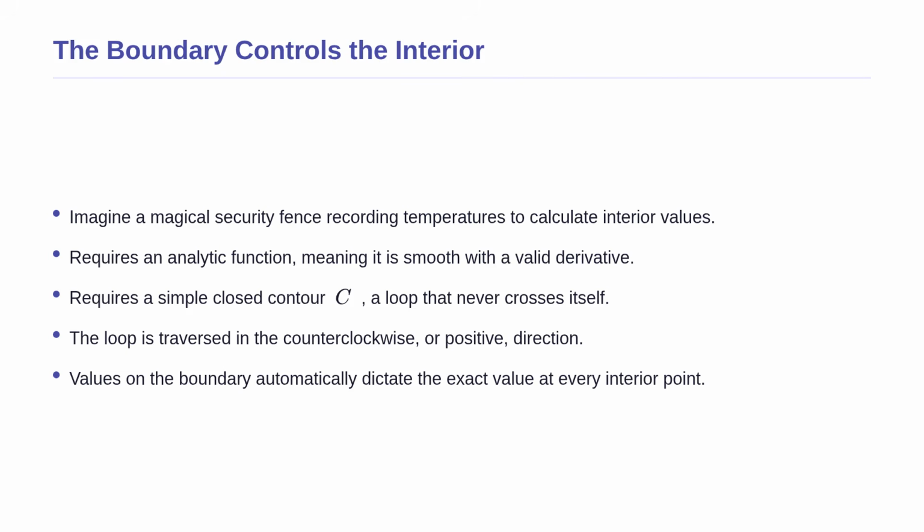Now that we know what we are aiming for, let us understand the core idea. Imagine a magical security fence built around a city. If sensors on this outer fence record the temperature, a computer could perfectly calculate the temperature at any specific house inside without ever going in. In complex analysis, if we have an analytic function, which means it is smooth and has a valid derivative, and a simple closed contour, which is just a loop that does not cross itself, the exact same magic happens. The values of the function along the outer boundary completely dictate its value at every single point trapped inside.